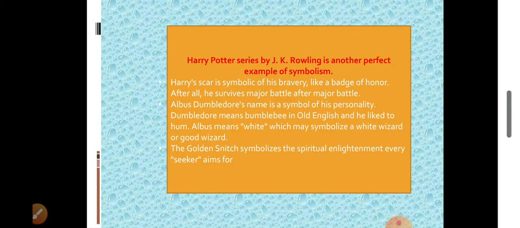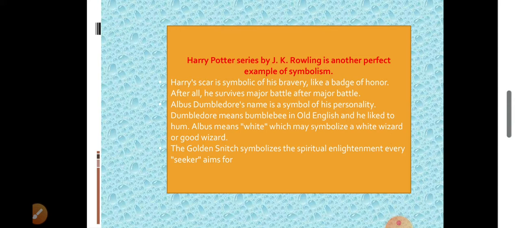Then again, a very interesting and very renowned example. I suppose that all the students may be knowing these examples. All must have read or seen the series of Harry Potter by J.K. Rowling. It's a perfect example of symbolism, where Harry's scar on his head is symbolic of his bravery, like a badge of honor. After all, he survives major battle after major battle. I have given images of it also.